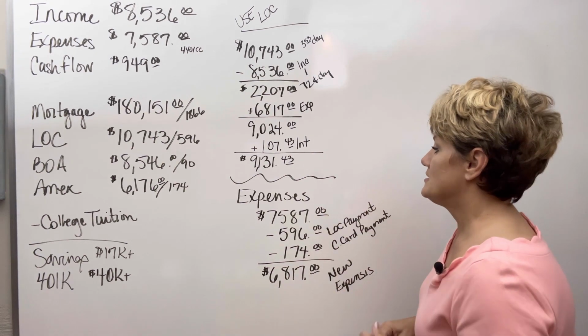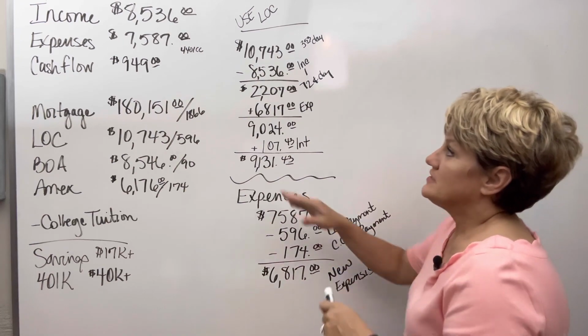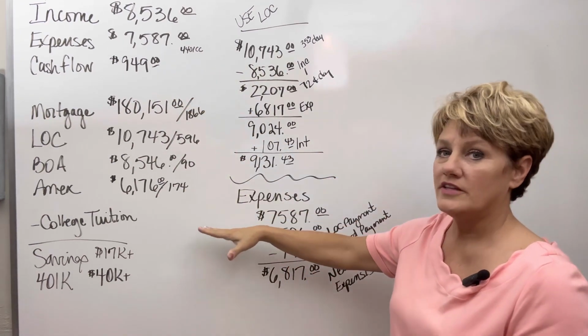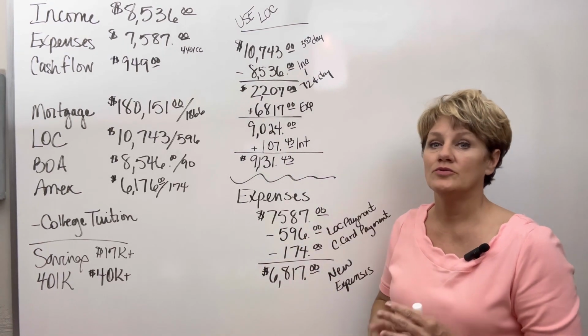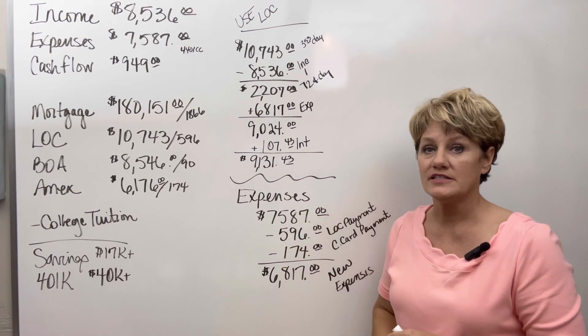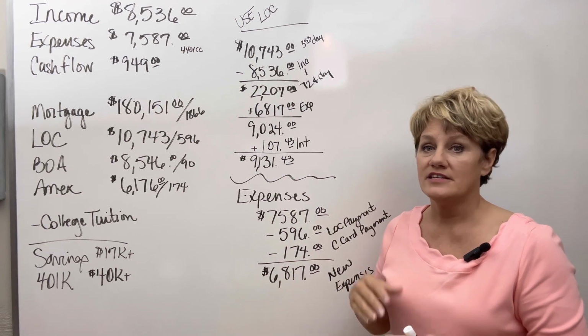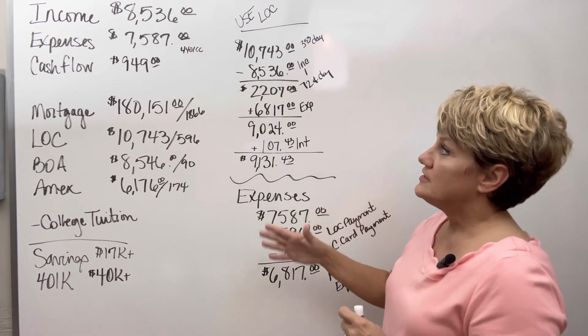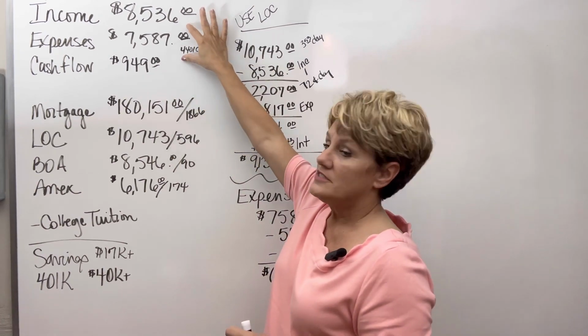Now, on to the expenses. In the expenses, you'll notice that I have $75.87 for his total monthly expenses. This will include all of the debt payments that he makes. It includes food, gas, all of the household living expenses, okay? So that is the total that I always put up here.